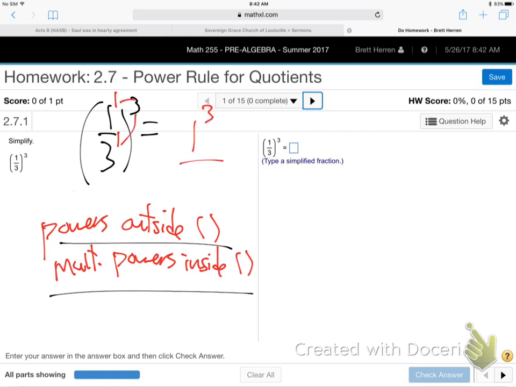So it'll be 1 to the third over 3 to the third. And then what is 1 to the third? It's 1 times 1 times 1, it's just going to be 1. And the bottom is 3 times 3 times 3, so it's going to be 1 over 27.